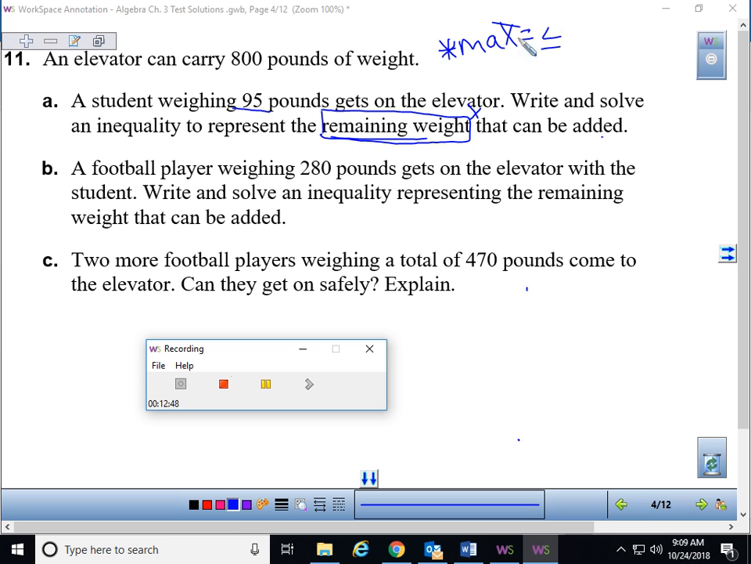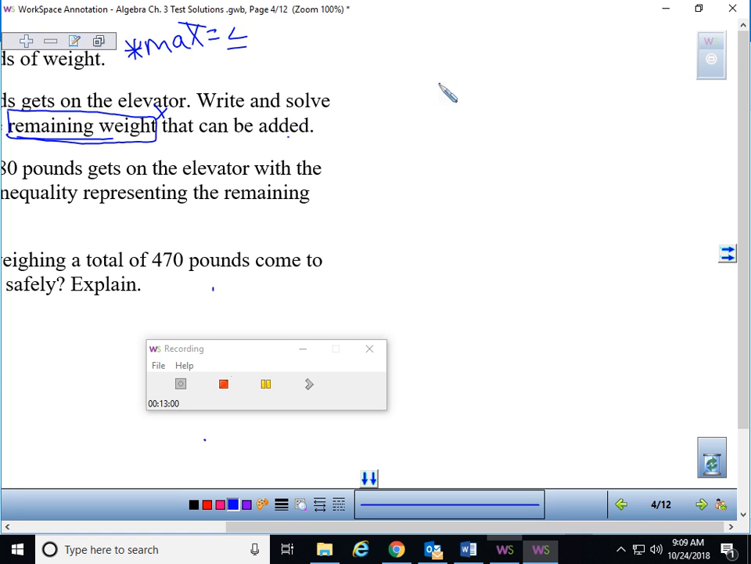I already identified what my inequality symbol is going to be. Remaining weight is my x, and I'm adding whatever my remaining weight and the one person that got on. So the first part is writing the inequality. So I'm going to start with remaining weight, so whoever else could get on, plus the one student who weighs 95 pounds. This all combined has to be less than or equal to the max weight, which is 800 pounds. So right here, this is your first part of the problem. This is my inequality.